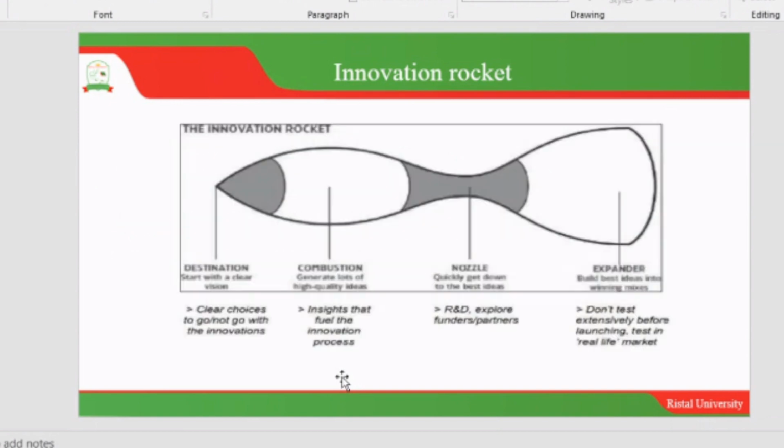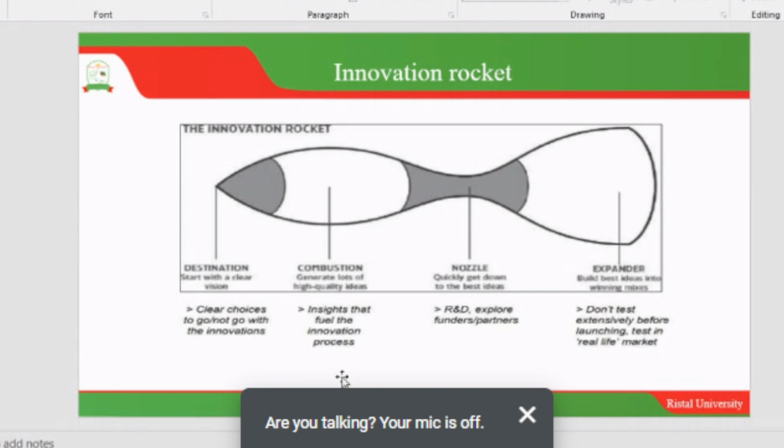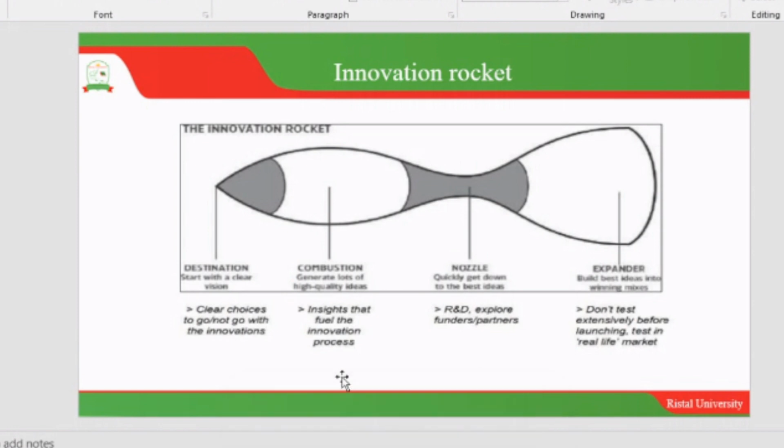instead of improvement. Sorry. So the innovation rocket is illustrated right there, and it starts from the extreme right, where we have the expander. You build the best ideas into winning mixes, and then you quickly get down to the best ideas, and then you generate lots of high quality ideas, and start with a clear vision.